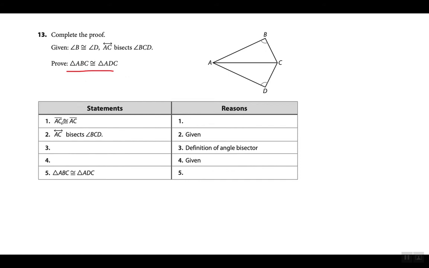All right, so the first thing they put is segment AC is congruent to segment AC. I've said it before, that comes up a lot. Whenever they put a segment is congruent to the same segment, the answer is always the reflexive property.